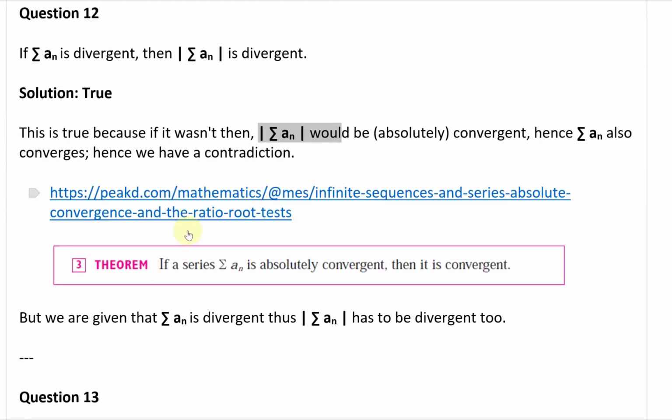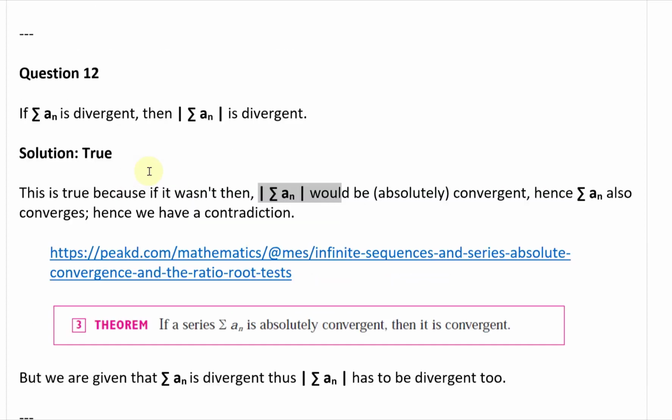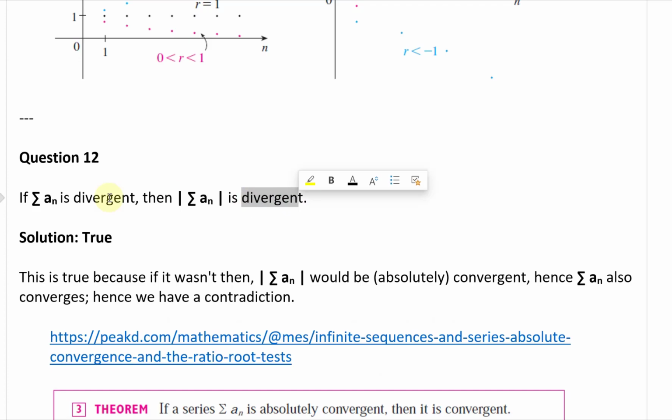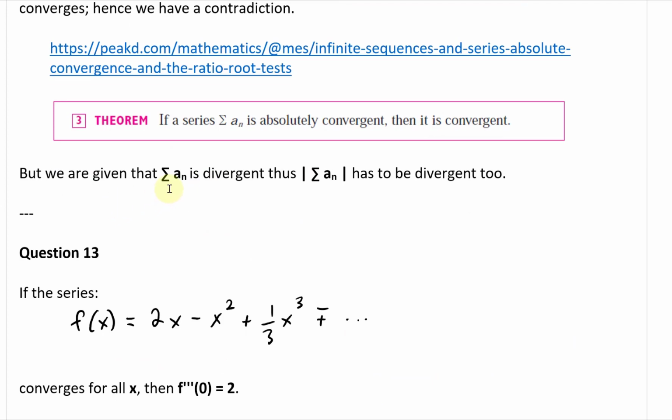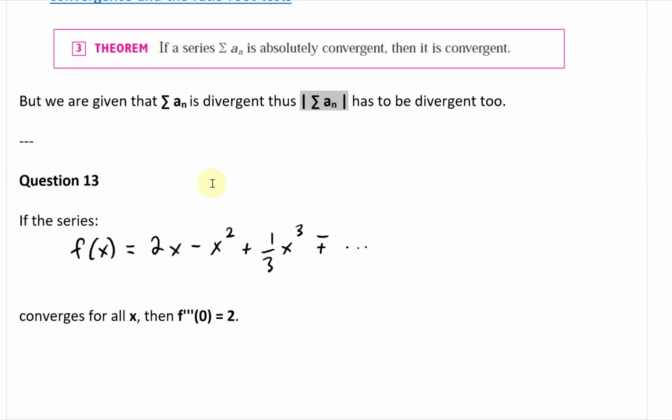So recall from my earlier video, if a series an is absolutely convergent, then it is convergent. So you can't have this convergent and this divergent. In other words, if this is divergent, this also has to be divergent. But we are given that the summation of an is divergent, thus the absolute value has to be divergent too. Very interesting. Now let's take a look at question 13.